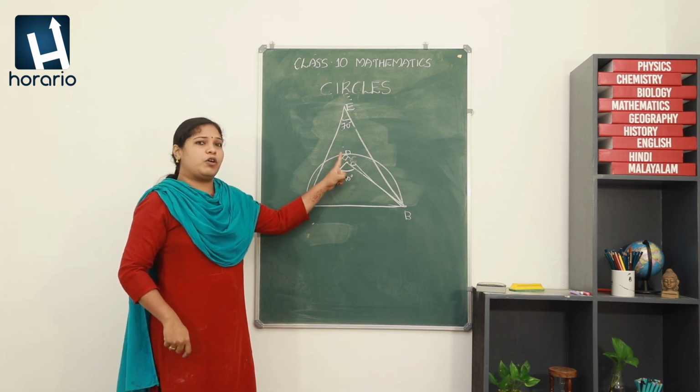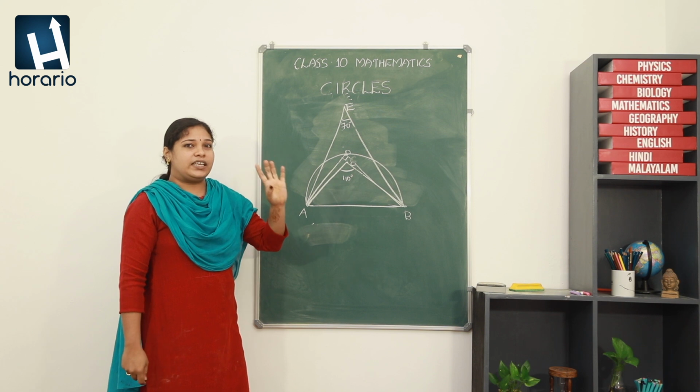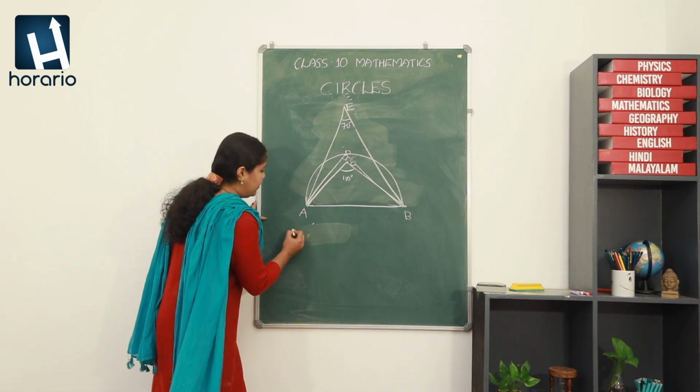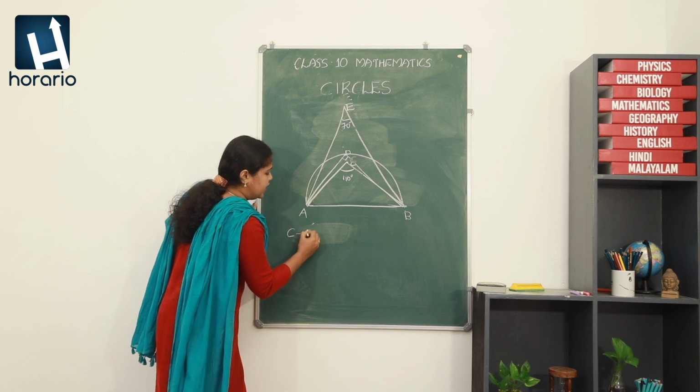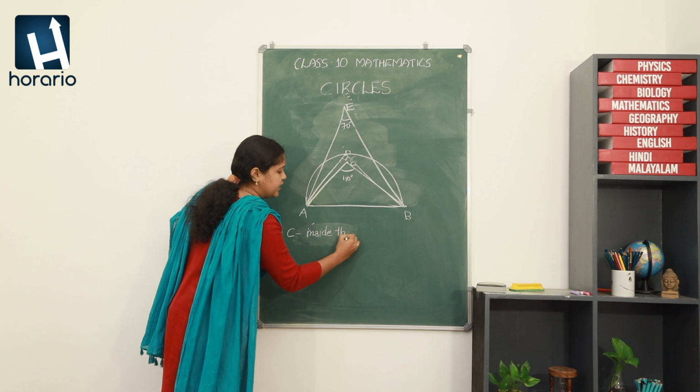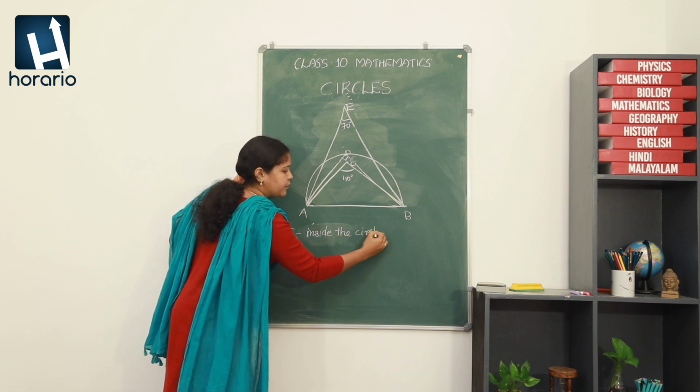So, now can you say about the point D, where it will lie? It is 90 degree, so it will be on the circle. So, we can see the position of C is inside the circle. Why? C is inside the circle. Can you say me why?